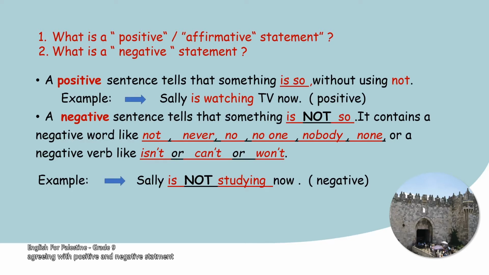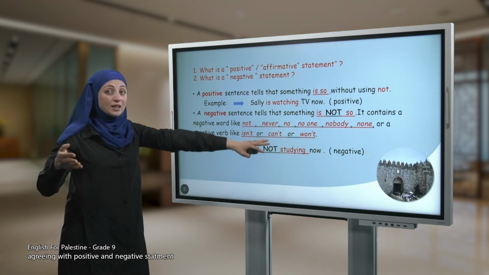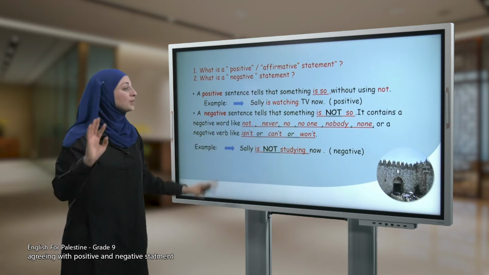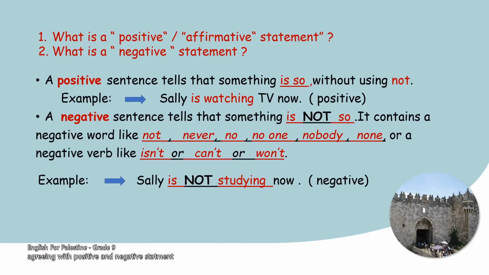A negative sentence tells that something is not so. So it contains a word like not, never, no, no one, nobody, none. Or a negative verb, like what? Like isn't, can't, won't, aren't, etc. So an example here, Sally is not studying now. Not here tells you that this is a negative statement.